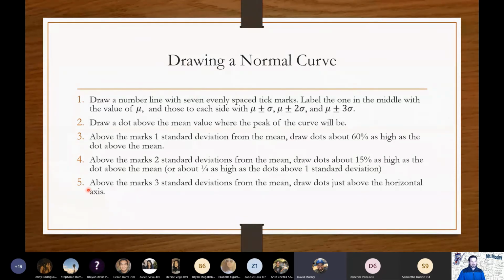Step 5, above the marks 3 standard deviations from the mean, draw dots just above the horizontal axis. You just need to be up above the line. And step 6, connect the 7 dots with a smooth curve as best as you can. So if we follow these steps, we can draw a normal curve based on a provided mu and sigma.